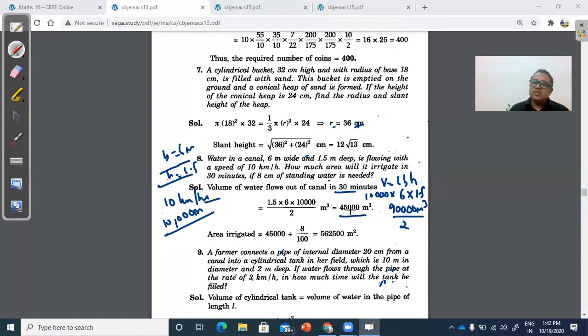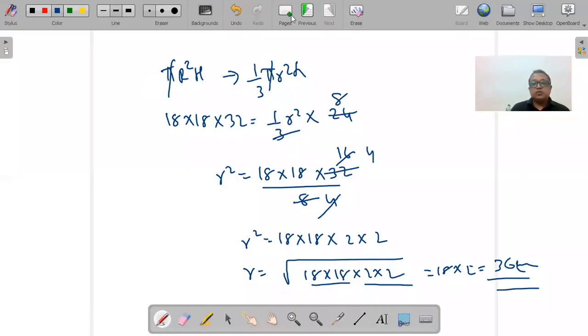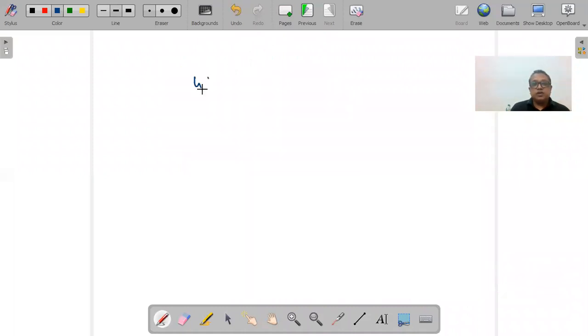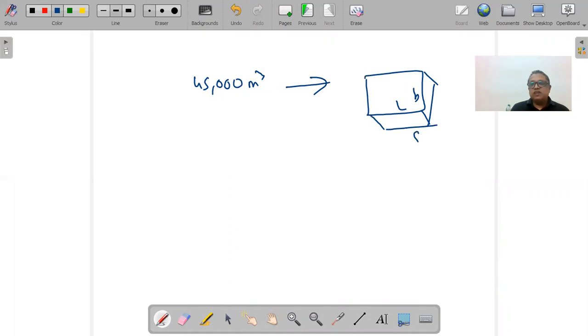So 45,000 is the volume of water that is coming out through the canal in 30 minutes. Now the question is how much area will it irrigate in 30 minutes if 8 centimeter of standing water is required? This 45,000 meter cube of water is going into a field. And the question is, what is the area of this field? If 8 centimeter of standing water is required, this is the height. So 8 by 100 meters if I convert centimeter into meter.